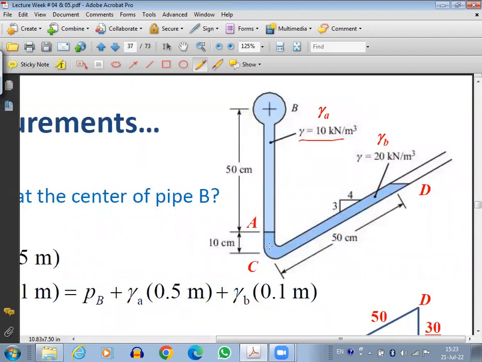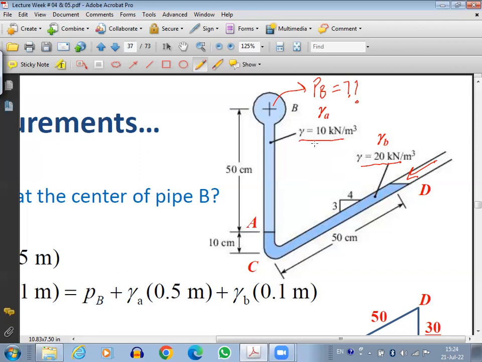After that, we have another fluid. I don't know which one this is, but the gamma for the other fluid is also given. So from A to C, it goes down 10 centimeter. Then from C to D, it moves up, and here it is open to atmosphere. So now we need to know what is the pressure here, PB. PB is something that I need to find out.